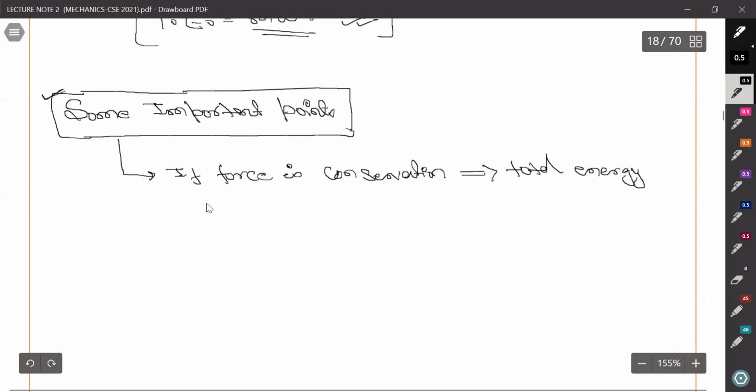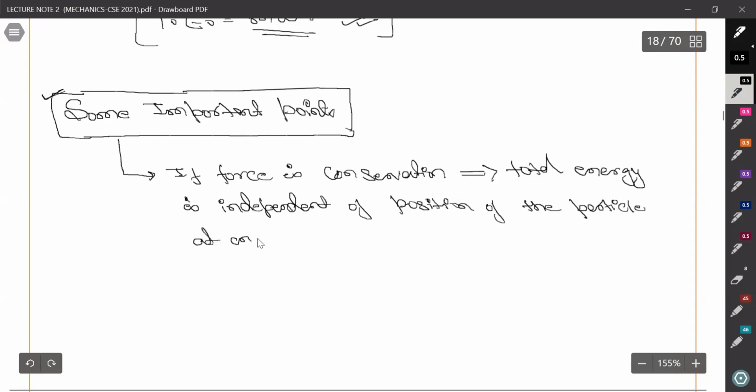What does that mean? Total energy is independent of the position of the particle at any instant. So we need to see this also. If the force is conservative, then the total energy is conserved. That is, the total energy is independent of the position of the particle at any instant.